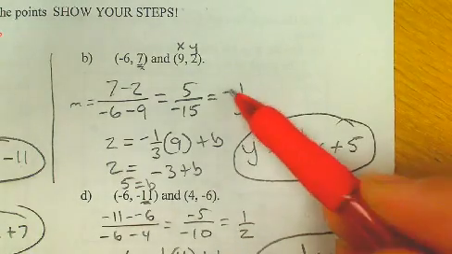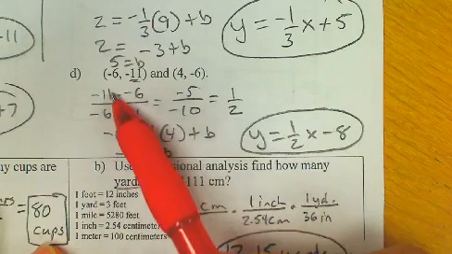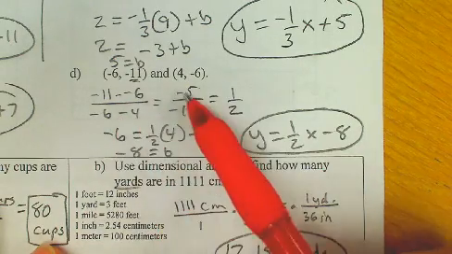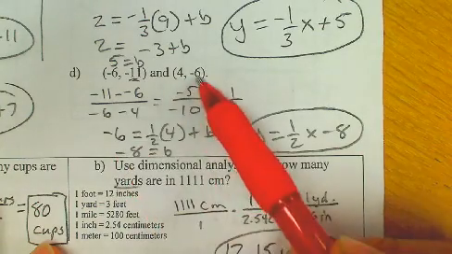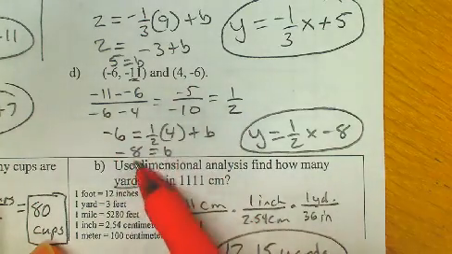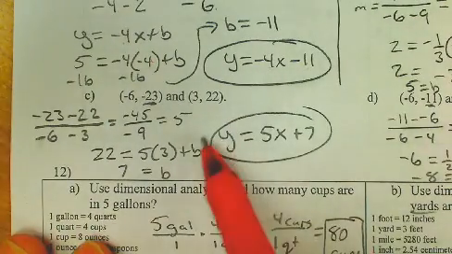Watch out for the negative. And then the same thing there. Just subtract your y's or subtract your x's. Negative divided by negative is a positive. Plug in a point. I plugged in 4, negative 6. Solve. Same thing there.